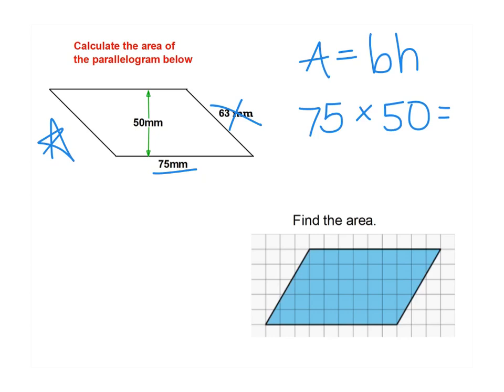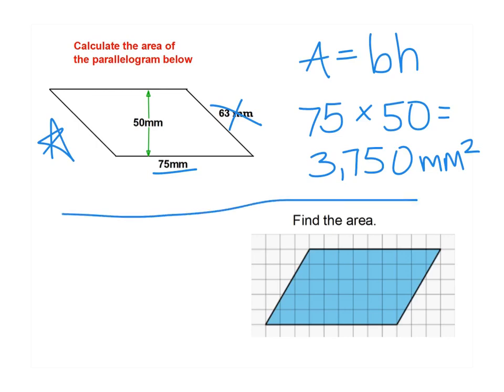Okay, so 75 times 50 will give us 3,750 millimeters squared. Okay, I also want to show you one last thing here as far as parallelograms go. If you look at the bottom, the parallelogram is drawn in on a grid. So sometimes you might have this and you'll have to find the area of the figure based on the grid. Okay, so you have to calculate the length, or what we call the base, and the height.